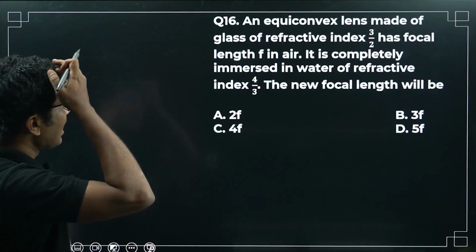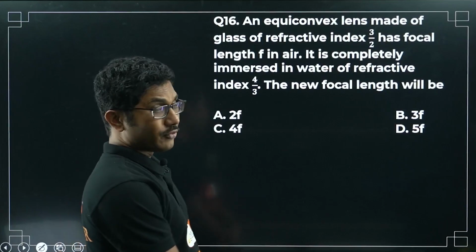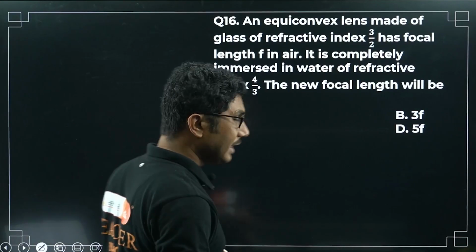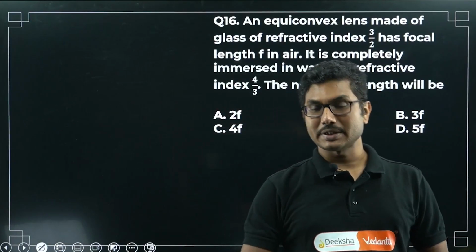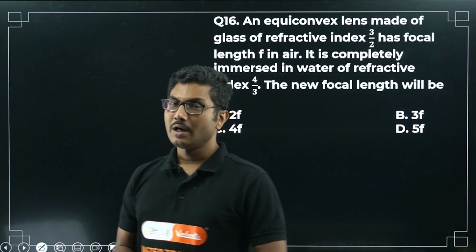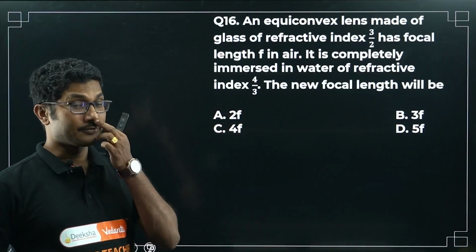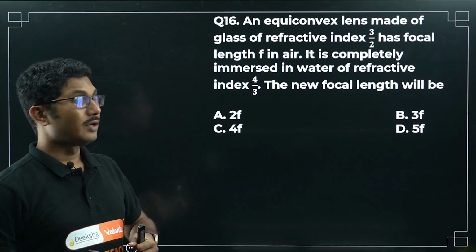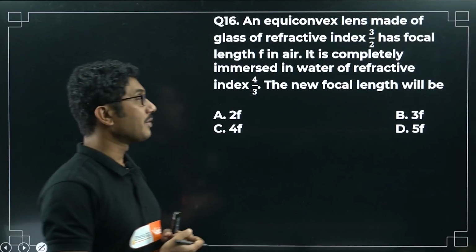Next question. From here on, we have already completed the oscillations and waves chapters. Now we will move into the ray optics chapter. Ray optics is a very, very important chapter. Approximately 4 questions come from this chapter.